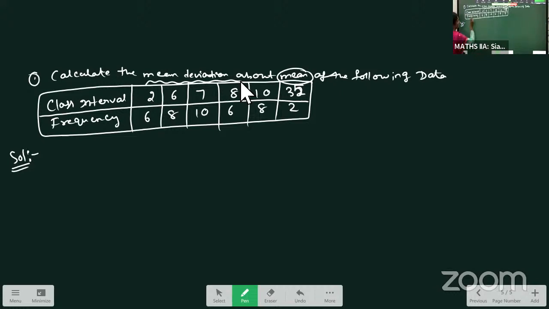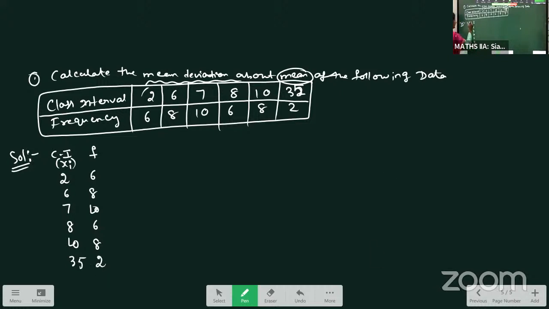First, draw the table. The horizontal table is given; we have to make it vertical columns. First one, class interval. Or this class interval is a single value. We have to consider this as xi, the observation. Under class interval: 2, 6, 7, 8, 10, 35. Take the next column, frequency. Under frequency: 6, 8, 10, 6, 8, 2.